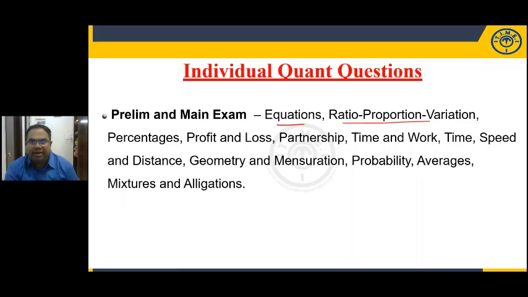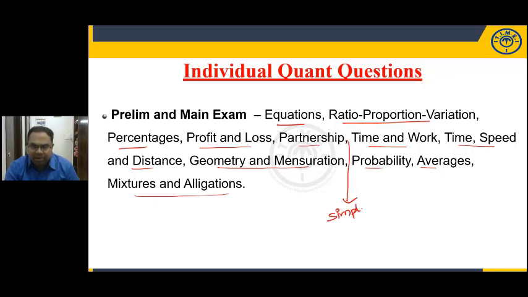Equations, ratio, proportion, variation, percentages, profit and loss, partnership, time and work, time and distance, geometry, mensuration, probability, averages, mixtures, allegation. There's one more topic here. Don't forget simple and compound interest. Basically, these are the important topics where you can find questions quite frequently: equations, ratio, proportion, variation, percentages, profit and loss, partnership, simple interest, compound interest, time and work, time, speed and distance, geometry, mensuration, etc. Okay.